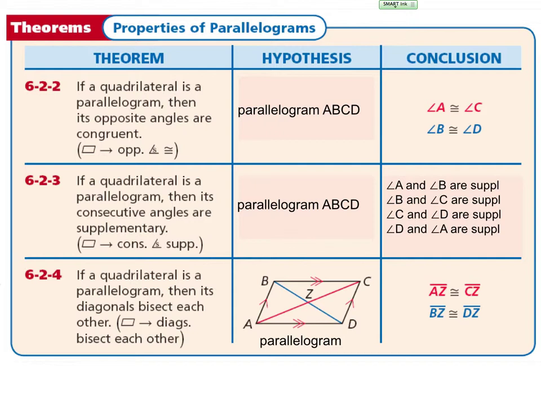If a quadrilateral is a parallelogram, then its consecutive angles are supplementary. So again, parallelogram A, B, C, D, so that we can explain the conclusion. Everything filled in?